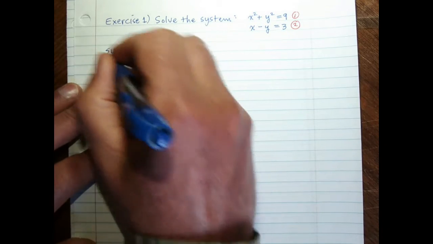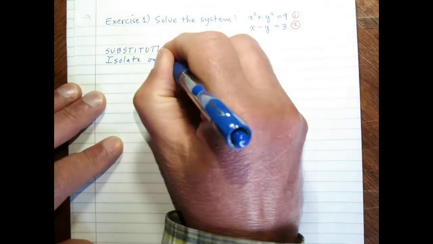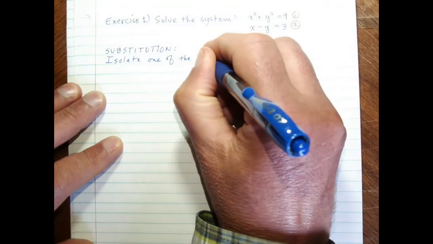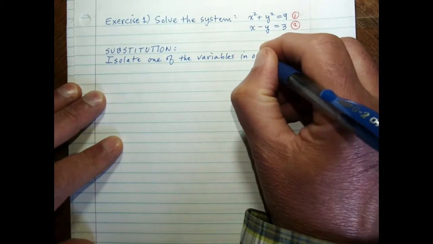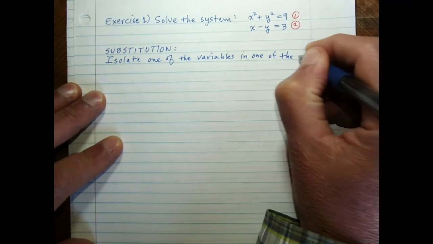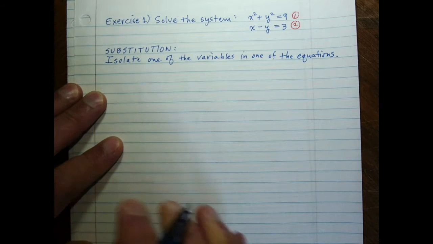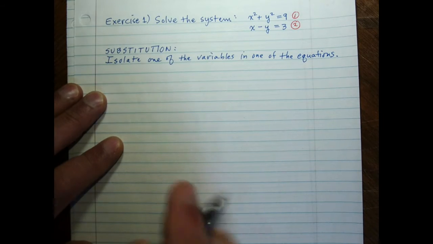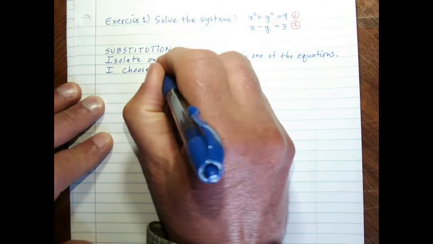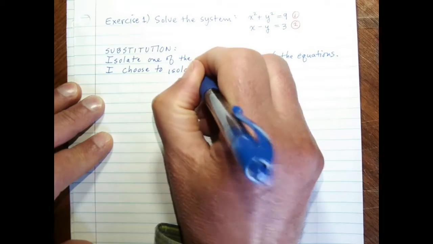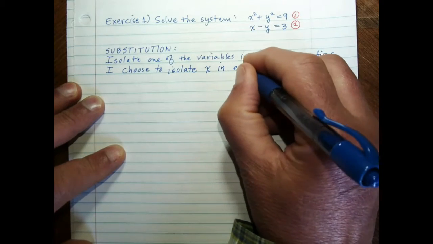So what I'm going to do is isolate one of the variables in one of the equations. And there can be more than one way to do this. There can be many ways to do it. Here I'm going to make a choice to isolate x in equation number 2.